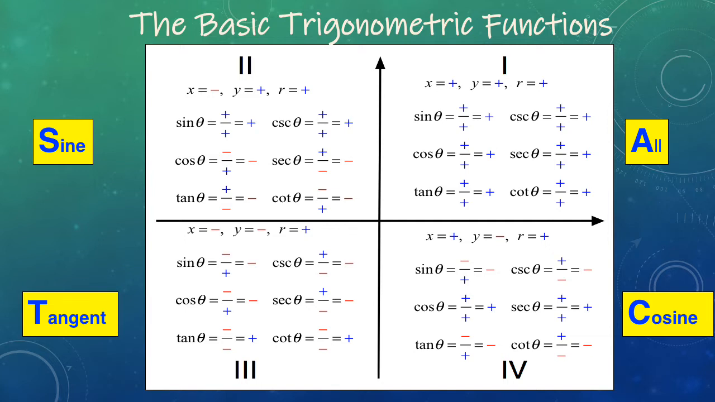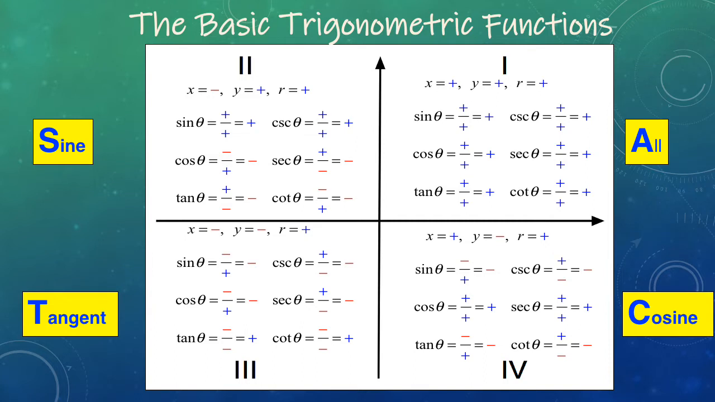And of course, if sine is positive in the second quadrant, so is cosecant. In the third quadrant, tangent is positive, so cotangent is also positive. And in the fourth quadrant, cosine is positive, so therefore secant is positive.